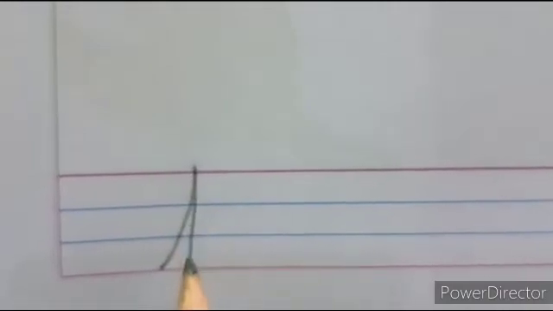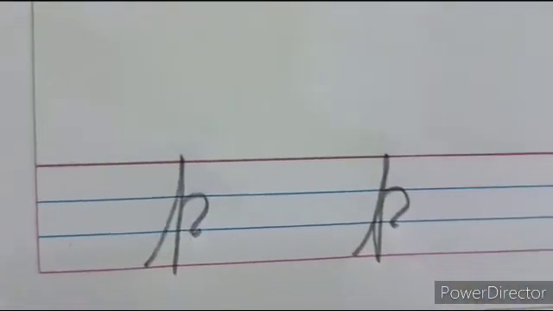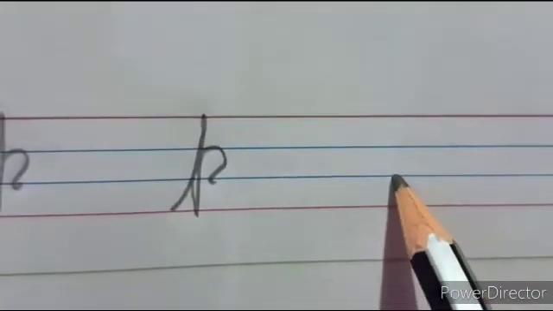Let's learn to write cursive P. Cursive letter P. Look here. Fourth line, go up, come down, and just like that, P. This is P. Start from the last line. Go up, come down, and write P. This is P.